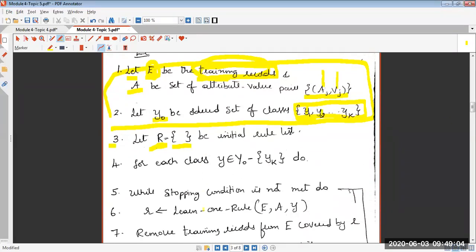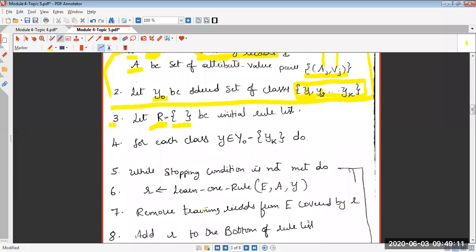Now coming to step 4 and step 5. Please note, in step 4 we have a for loop, and in step 5 we have a while loop.